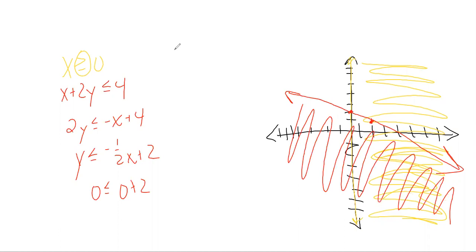Well, now I look at it and go, okay, my answer is wherever they are both shaded. So they're both shaded everywhere inside of that area right there. And there's the combination. There's my answer. Everything there in purple.